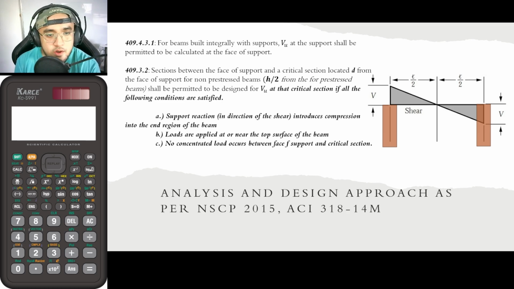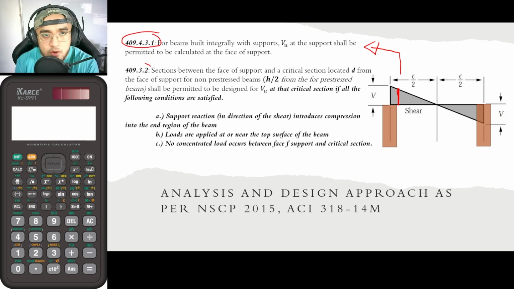So we have a provision on where you would be getting the shear force that you would be using for your design. So according to this provision by NSCP and by ACI, for beams built integrally with support, meaning that they were poured at the same time, Vu at the support shall be permitted to be calculated at the face of support. Meaning that the Vu that you will be analyzing should be at this particular section, which is at the face of the support. So that is according to this particular provision.